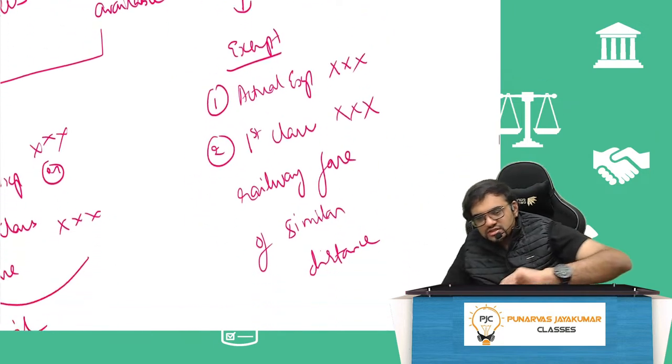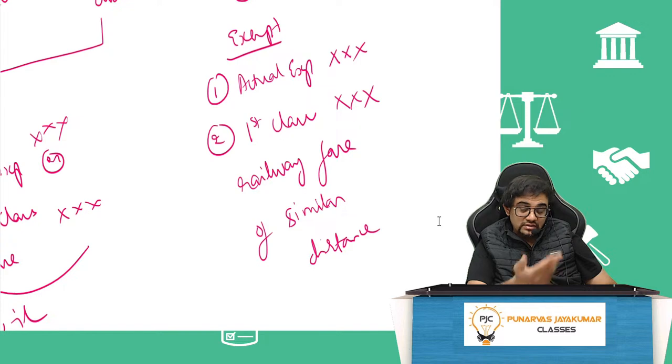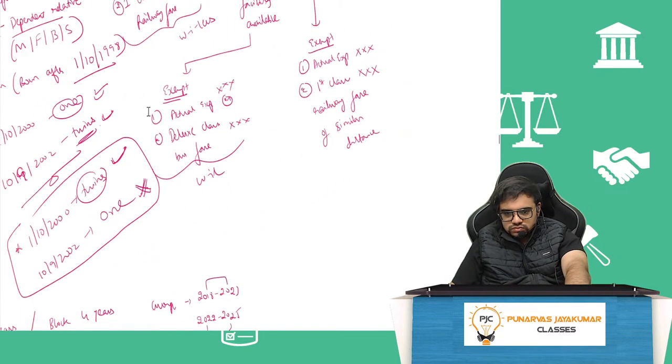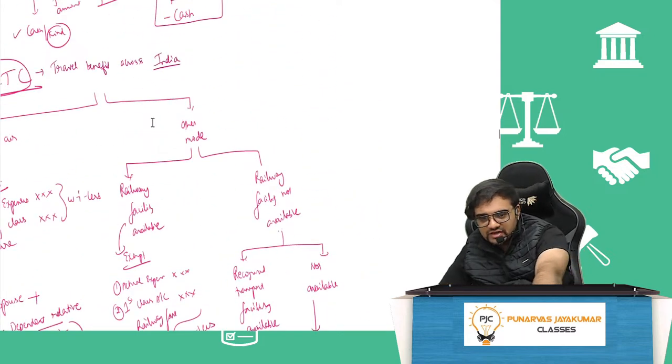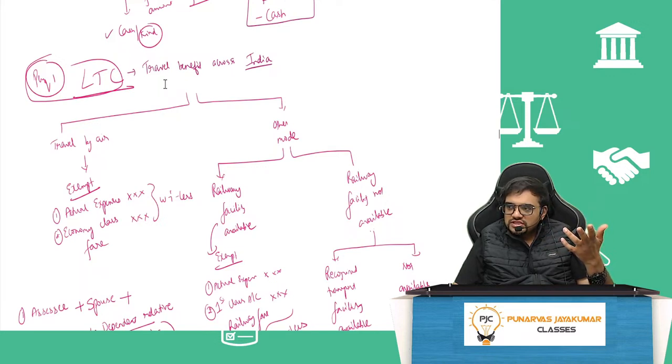Then they'll say actual expenditure or first class railway fare of similar distance. If that distance is 80 kilometers or 800 kilometers or 600 kilometers, for the same distance, whatever the railway fare is, that you will get exemption. Beyond that, if you are getting, that will be a benefit and it will be taxable. So if the company is giving 1 lakh rupees LTC, leave travel concession, but actually the economy fare is only 80,000, 20,000 will be taxable.